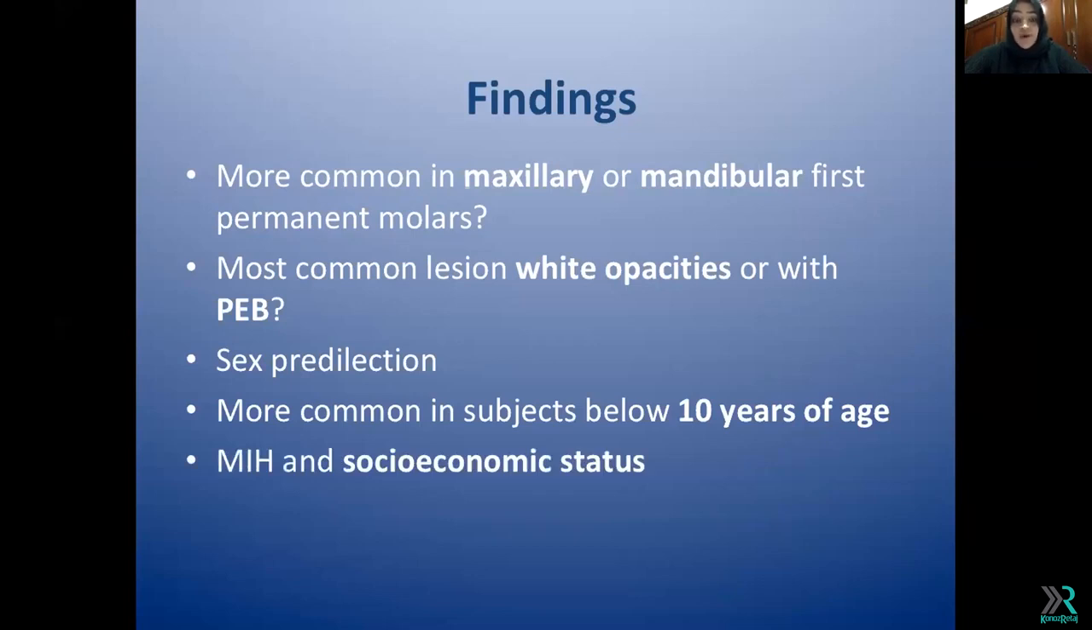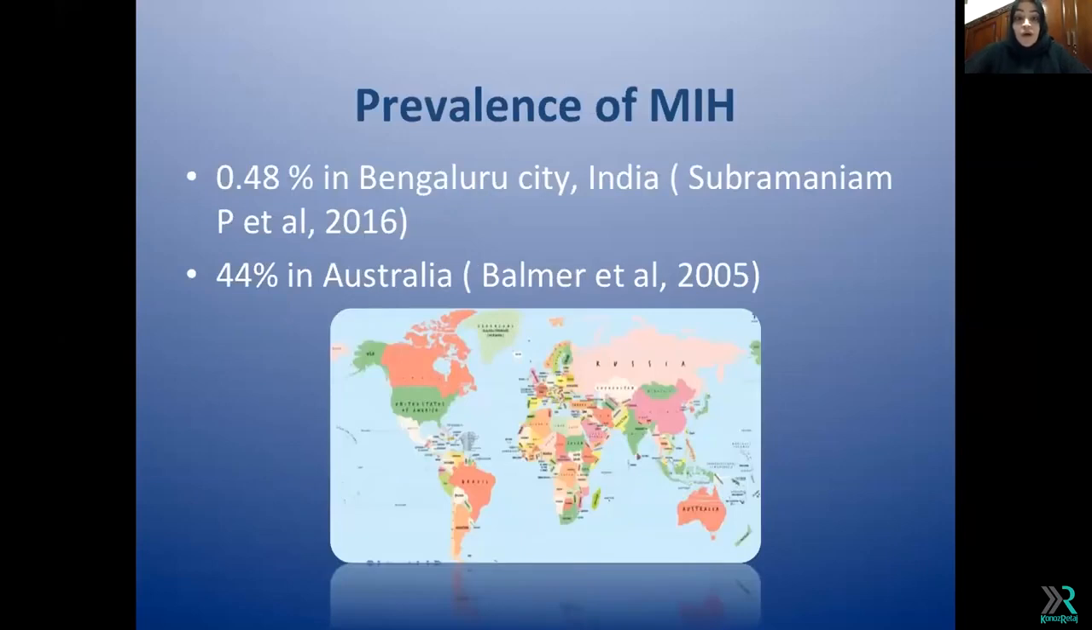Many studies have correlated MIH with socioeconomic status and water fluoridation, but no correlation was found. Regarding the prevalence of MIH, we have wide disparity between studies. It ranges from as low as 0.48% in a study conducted in Bangalore City, India, to as high as 44% in a study conducted in Australia.